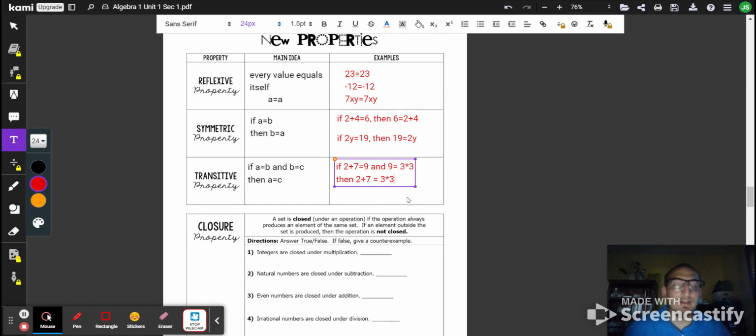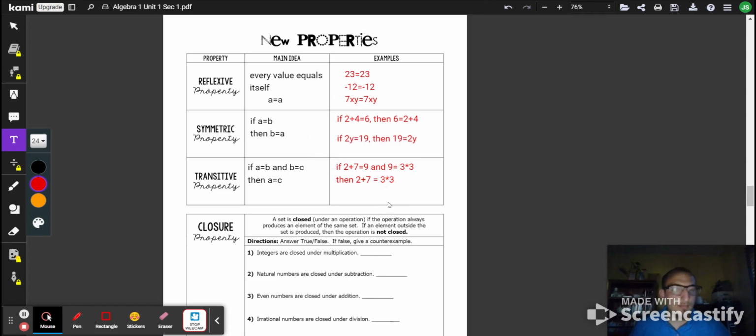This makes sense because we know that 2 plus 7 equals 9, right? And 3 times 3 equals 9. So this is practically saying 9 equals 9 in a way, right? So that's the most straightforward I could put it. The same thing works with terms too, but I think we're good with that.